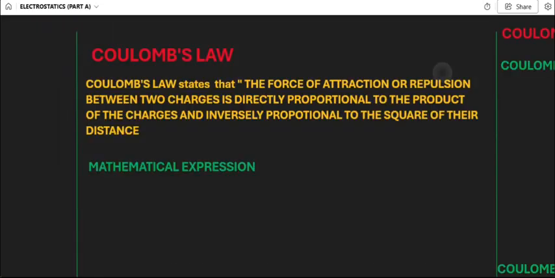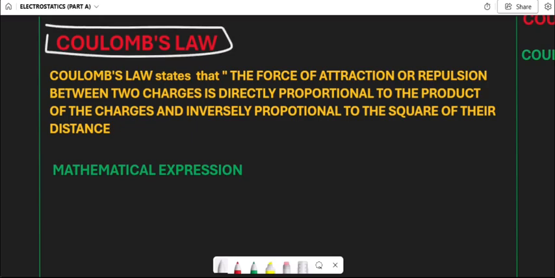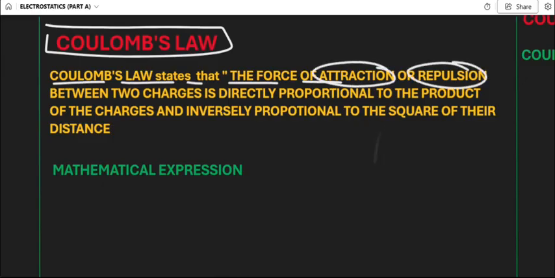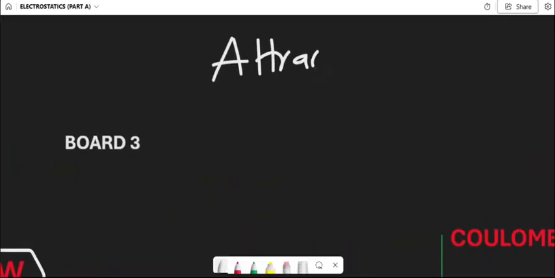Okay, so coming down to Coulomb's law, what is Coulomb's law? Now, Coulomb's law is the origin of many mathematical expressions we have in electrostatics. So picking it, Coulomb's law states that the force of attraction or repulsion. I need to explain that very well. Anytime you hear the word attraction or repulsion.